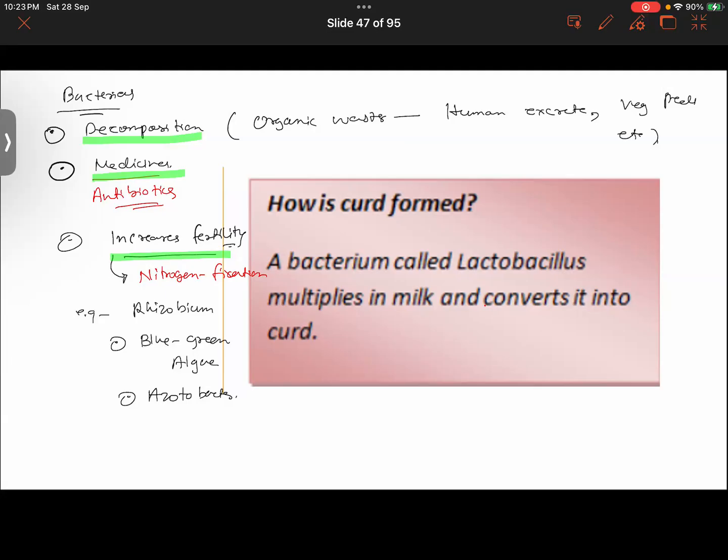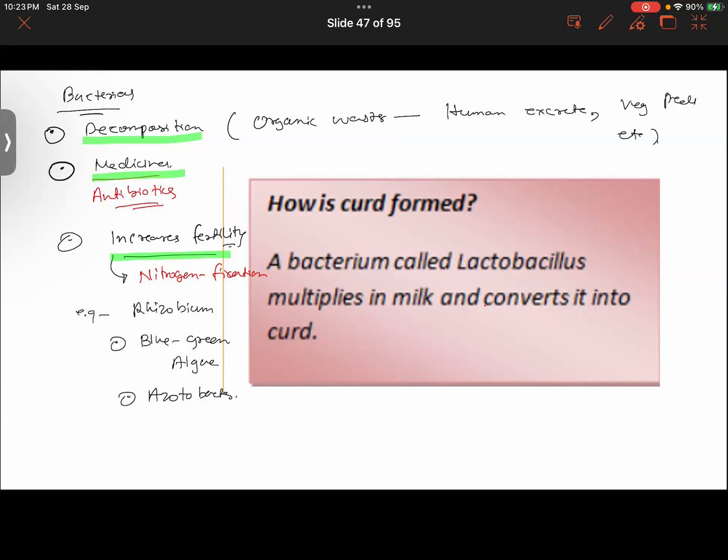Yes, sir. Okay. So this bacteria by the name of lactobacillus, it will be multiplying in the milk and thereby converts the whole milk into curd. By the way, why is curd sour in taste? Due to the acid, the name of the acid is lactic acid.